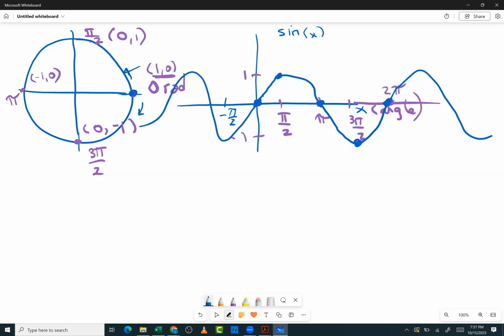If I wanted to do a cosine graph, I'm doing the same exact points, only at 0 radians, I'm picking the x value for cosine. Aren't I? Yes. So my x value at 0 radians is 1. What's my x value at pi over 2?